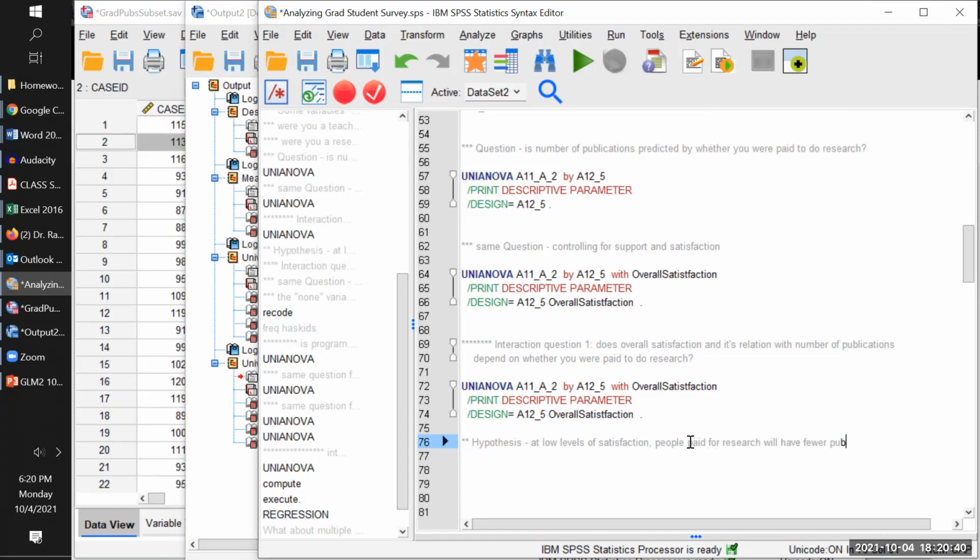We'll have fewer publications than those who were paid to do research. What about at high levels of satisfaction? I would still say they probably have fewer, but the gap would be smaller. There'll still be fewer, but maybe not quite as much fewer. I buy that.